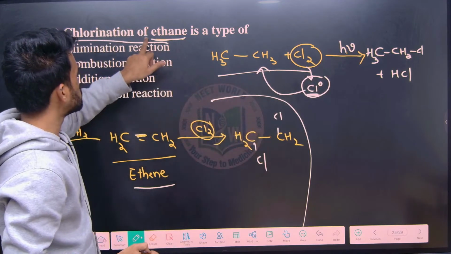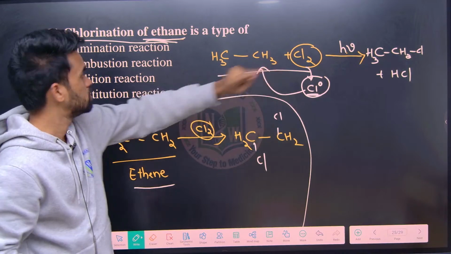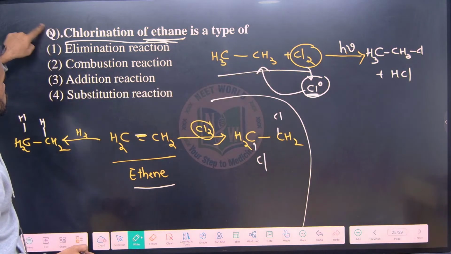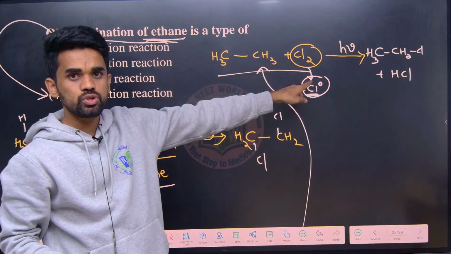So as per the question, chlorination of ethane is a type of substitution reaction. So for this particular question, your answer should be 4, because only substitution is taking place here.